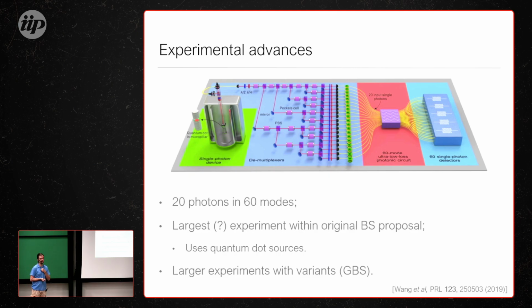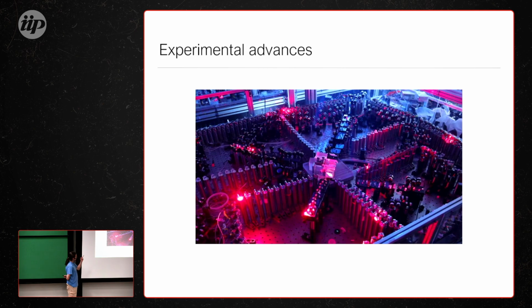So this gave rise to a variant of boson sampling, which became known as Gaussian boson sampling, right? Which uses these Gaussian states. And using this variant of Gaussian boson sampling, this was one of the experiments that was done in China. I actually visited this lab.